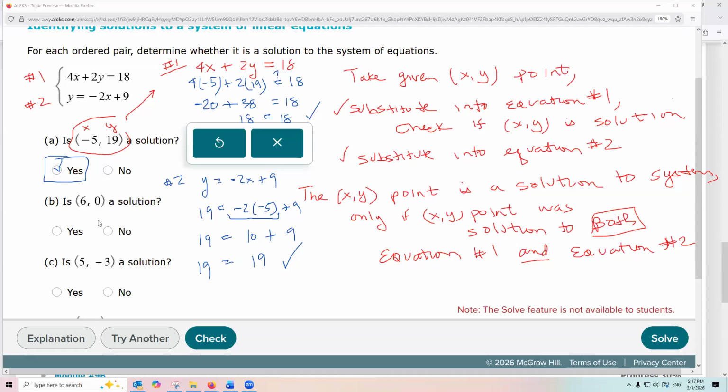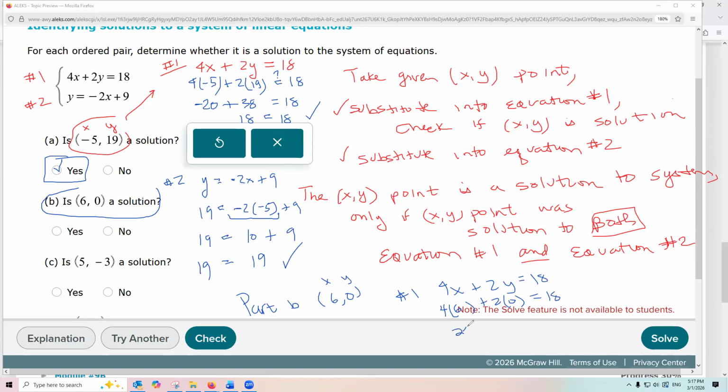Okay. Let's do one more. Should we do part B? Let's do part B. All right, part B is giving us 6 comma 0. So that's the x, that's the y. Let's go to equation 1. 4x plus 2y equals 18. X is 6, y is 0.